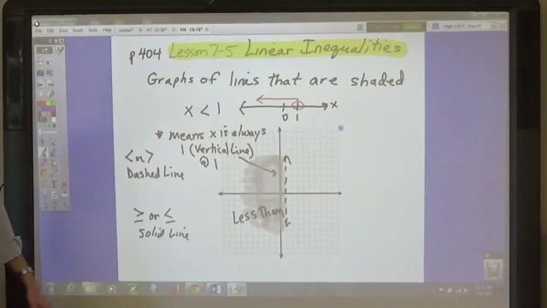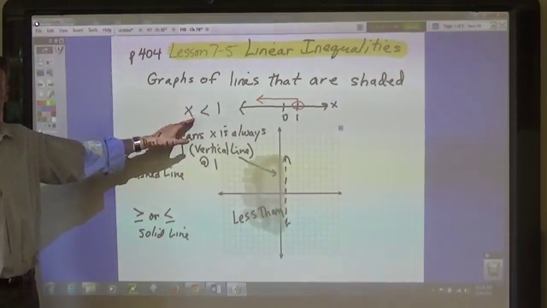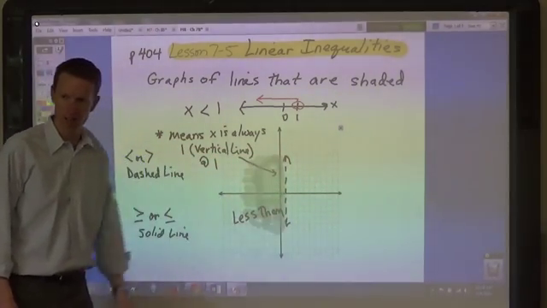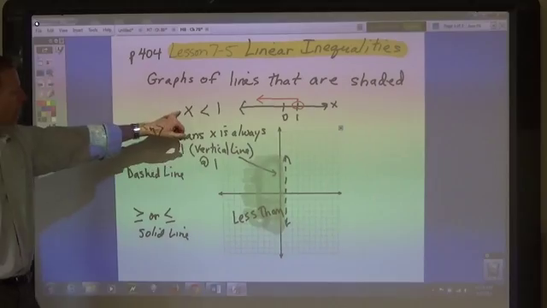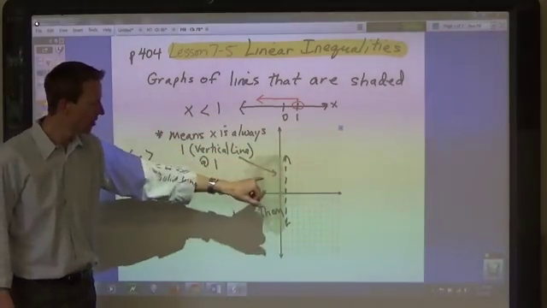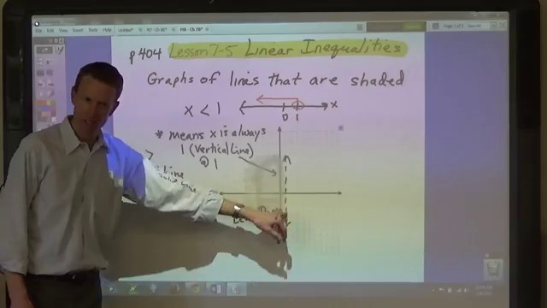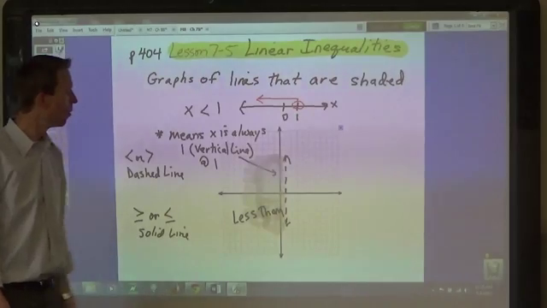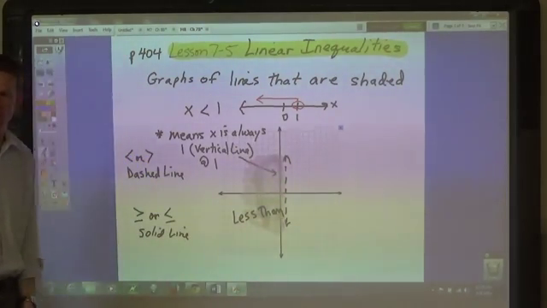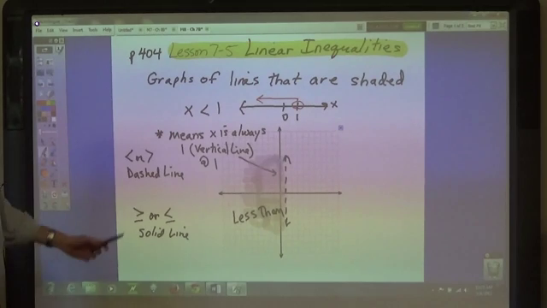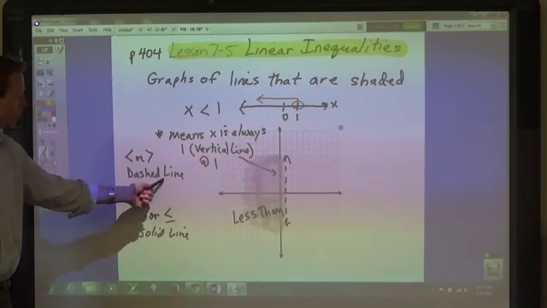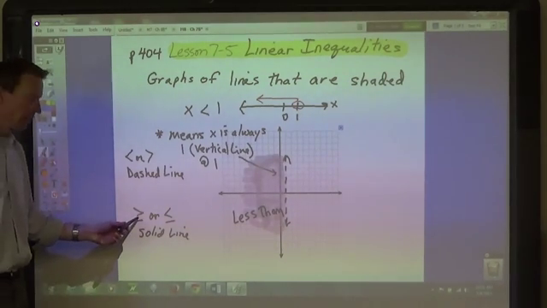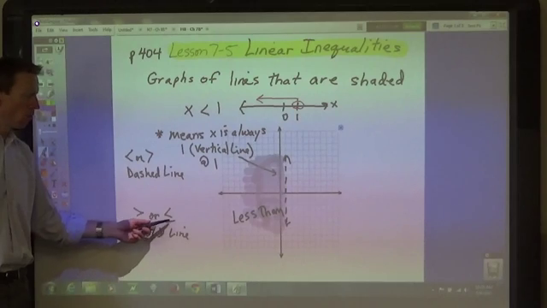If you were graphing this on a coordinate plane, this is what the graph would look like. If x equals a number, then x is always that number. That's a vertical line. And instead of an open dot, we would use a dashed line. We always use a dashed line for less than or greater than. You would use a solid line if it is greater than or equal to, or less than or equal to.